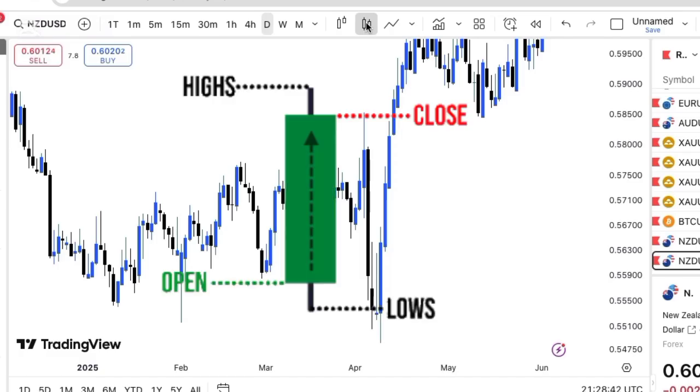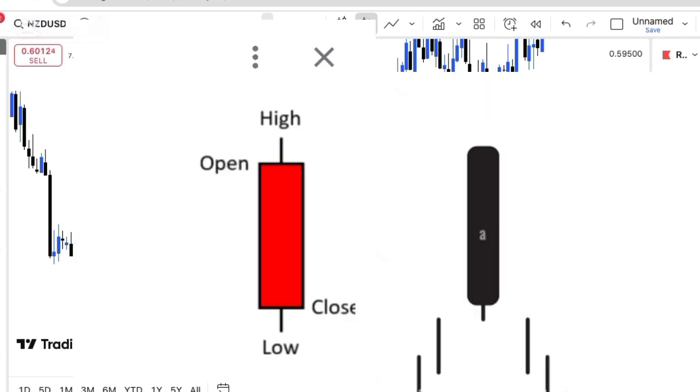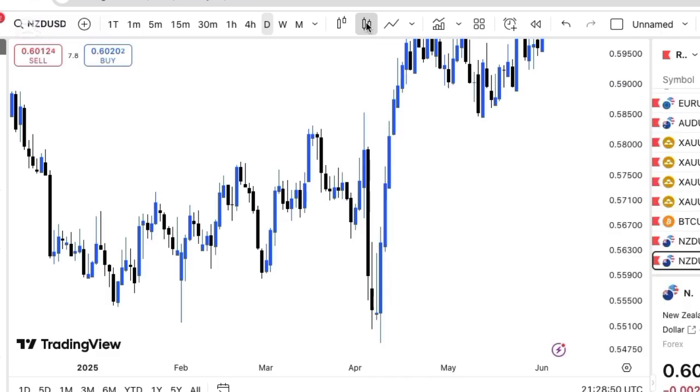Green or blue usually means bullish movement. Red or black means bearish. And of course, bearish means sell or short. Bullish means long or buy. Now, the time frame you select, 1 minute, 15 minutes, 4 hours, affects what the candle represents. Charts are the battlefield of Forex and candles are your signals.